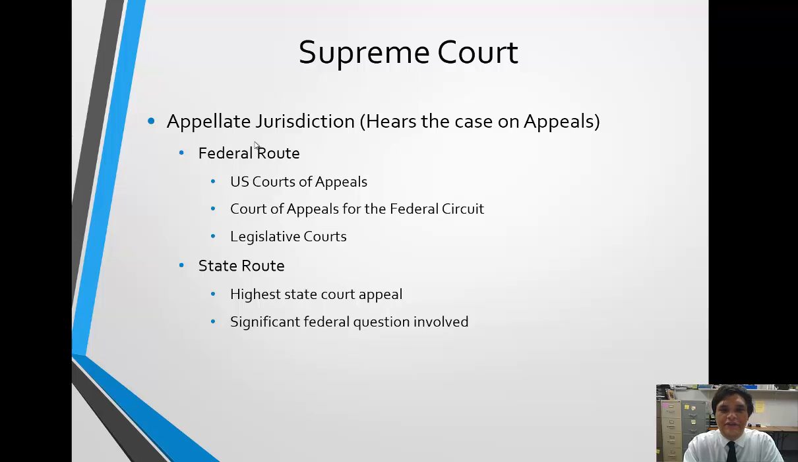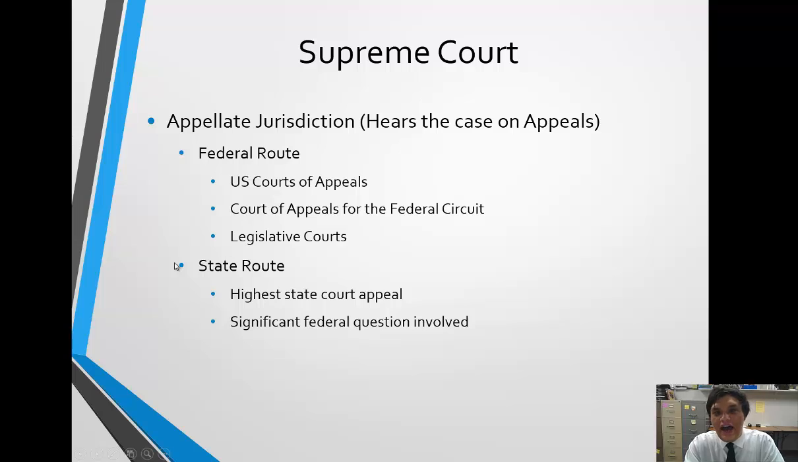And there are two different ways this can go through. There's the federal route. That means that it goes through the U.S. Courts of Appeals, it goes through the Court of Appeals for the Federal Circuit, and it could also go through the legislative courts as well. It means that this case was not decided, or that the plaintiff or defendant had a legitimate concern that they wanted to appeal. If it goes through these three courts and that situation arises, then it goes up to the Supreme Court.